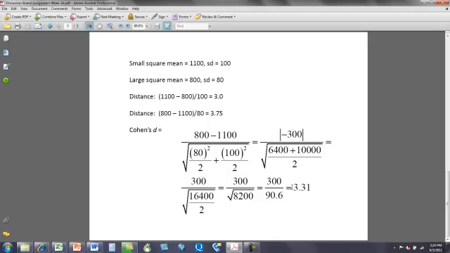Okay? Now just make sure that your Cohen's d is in between. It may be that these values are reversed for you. I'm not sure why they would be, but they might be.